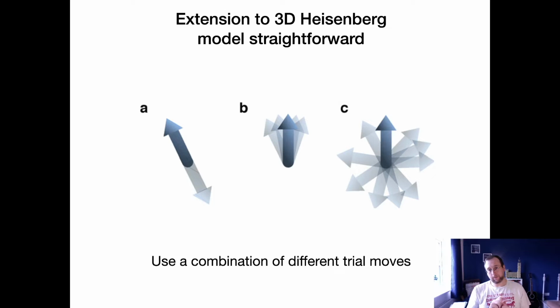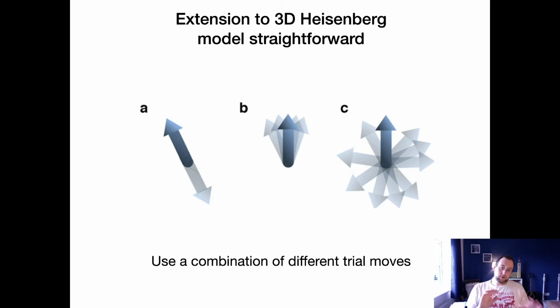You can also have a small variation. So if your spin is, say, along one particular direction, you could look at small angular changes of the spin within that vicinity, or a kind of cone. Or alternatively, you could look at a random direction of spins in all 3D space.